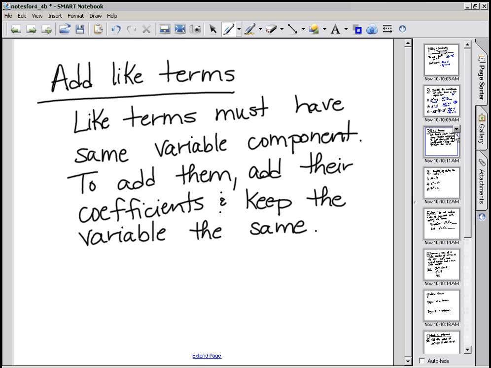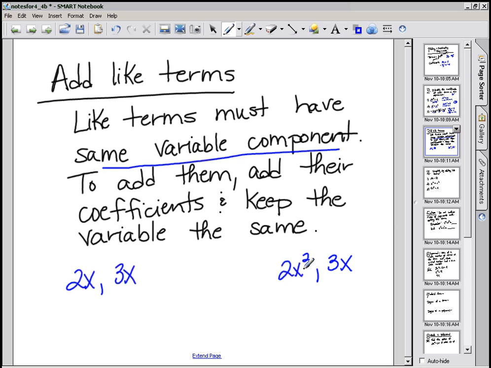Now, we did this back in Chapter 1, adding like terms. So just to review, do you remember like terms have to have the same variable component? Something like 2x and 3x are like terms, but something like 2x squared and 3x are not like terms because they don't have the same power. And to add them, we just add their coefficients and keep the variable the same.